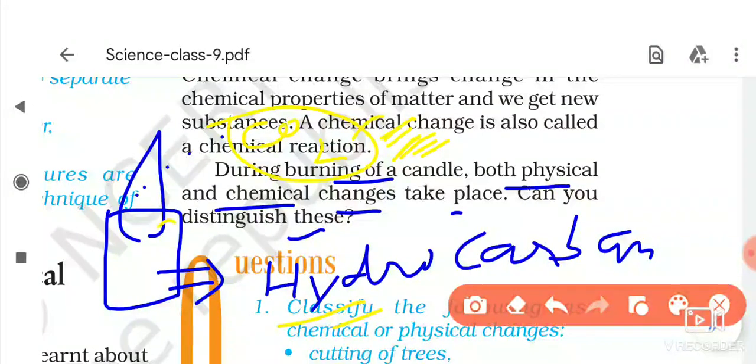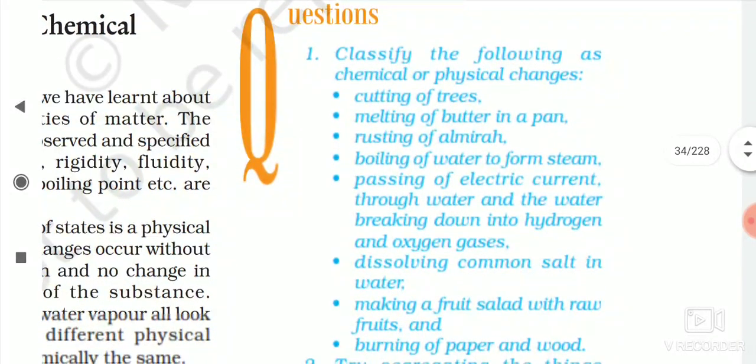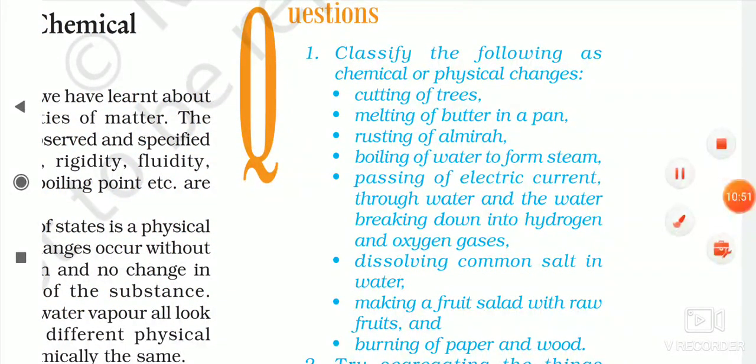While burning, it also melts, and this melting is called a physical change. Burning produces carbon dioxide, that's why it is called a chemical change. But during burning, it also melts, and the melting is a physical change, because by melting wax we can also make a candle. That's why during burning of a candle both physical and chemical changes take place. Now we are going to discuss the question answers.